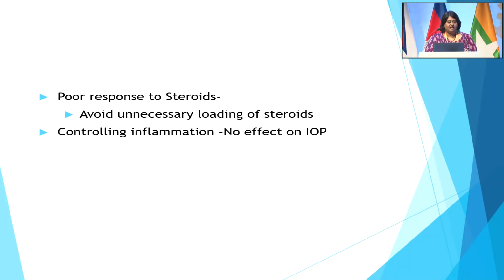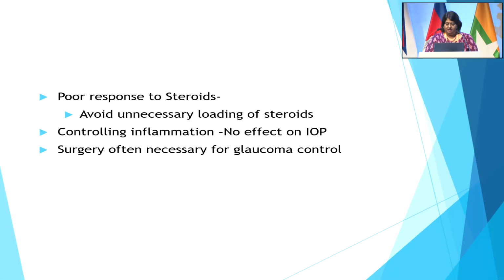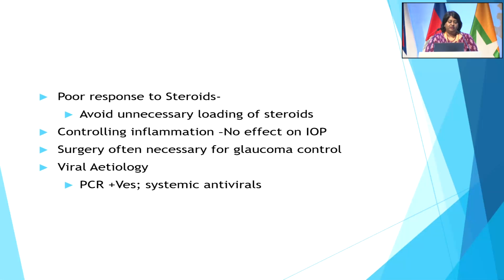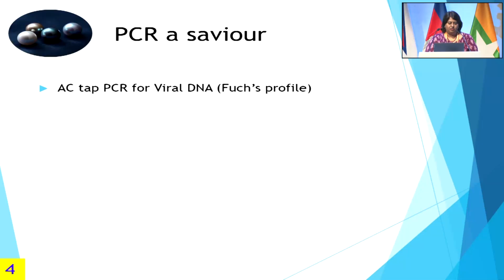Controlling inflammation as such is not correlated with effective control of IOP. In many of the Fuchs cases, IOP control is not achieved by medicine and surgery will be required. Many of the patients have a viral etiology. So if the viral etiology is proven with PCR, treating with systemic antivirals helps in IOP control also. So is PCR a saver?